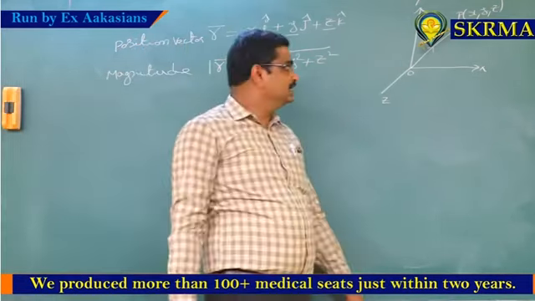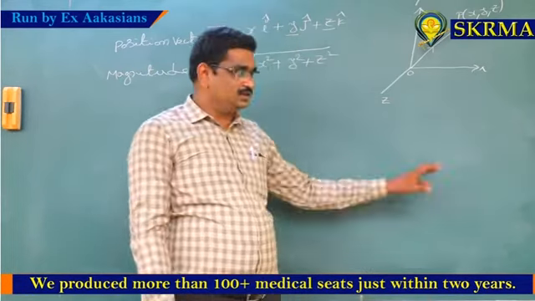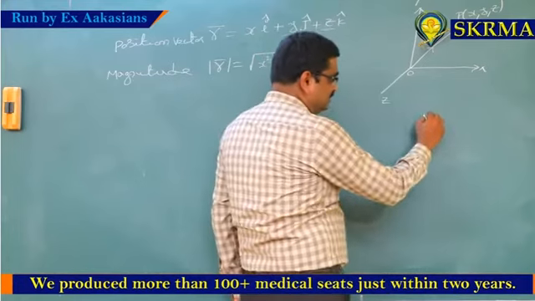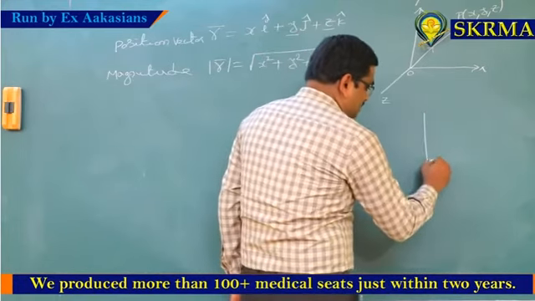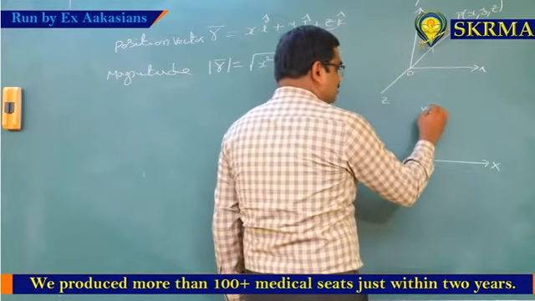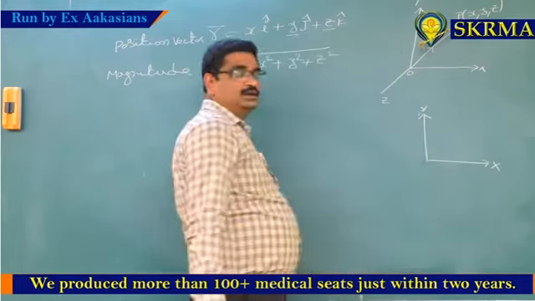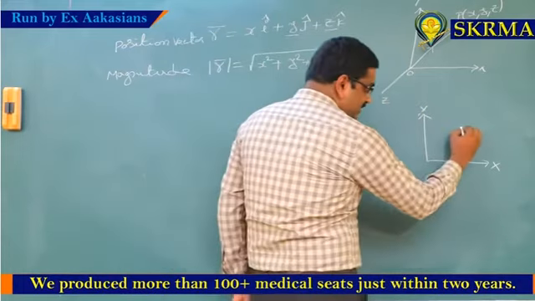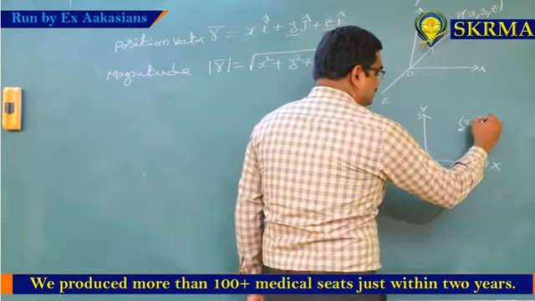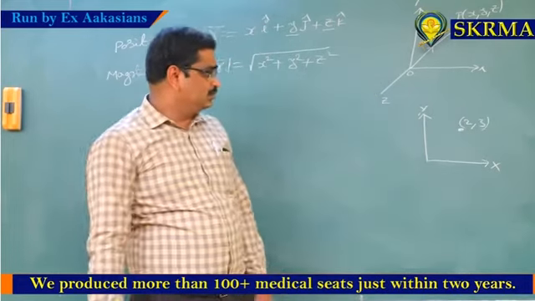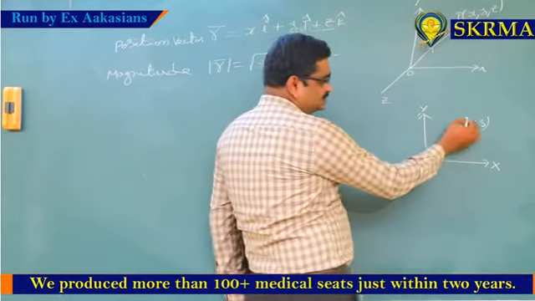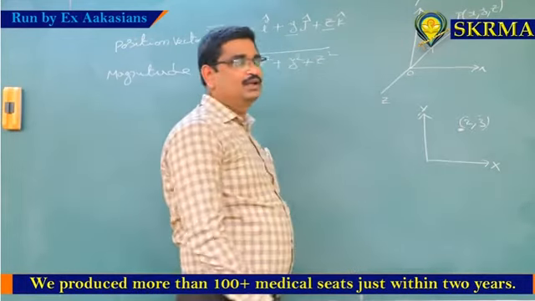Now the angle can be determined easily. Let me explain this with a small example. Just take the xy plane. Let this be the positive x axis, this is the positive y axis. In this case, assume that this is a point represented with 2, 3. So the point coordinates are 2 and 3. This is the x coordinate, this is the y coordinate of that point.